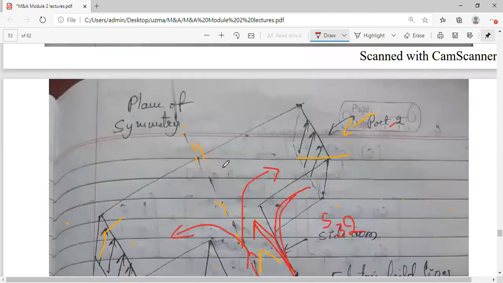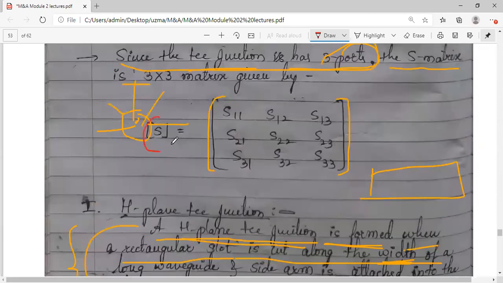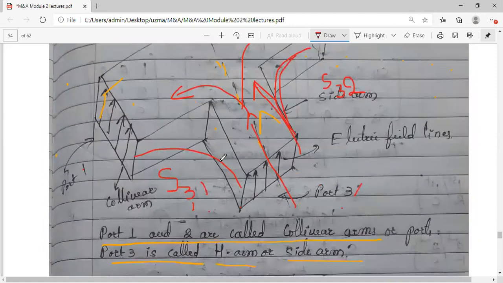You observe what is the general S matrix for a 3-port network. We have a 3-port network here. Actually these waveguide Ts are 3-port devices. So if there are 3 ports, how many elements will the S matrix have? 3 cross 3, 9 elements will be there. So S11, S12, S13, S21, S22, S23, S31, S32, S33. Now we will see, based on those 3 properties which we have written, we will try to write this S matrix.